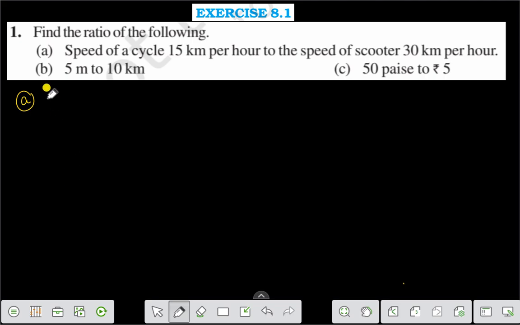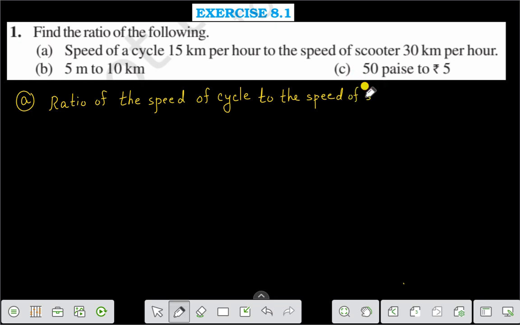Ratio of the speed of the cycle to the speed of a scooter is equal to 15 by 30.